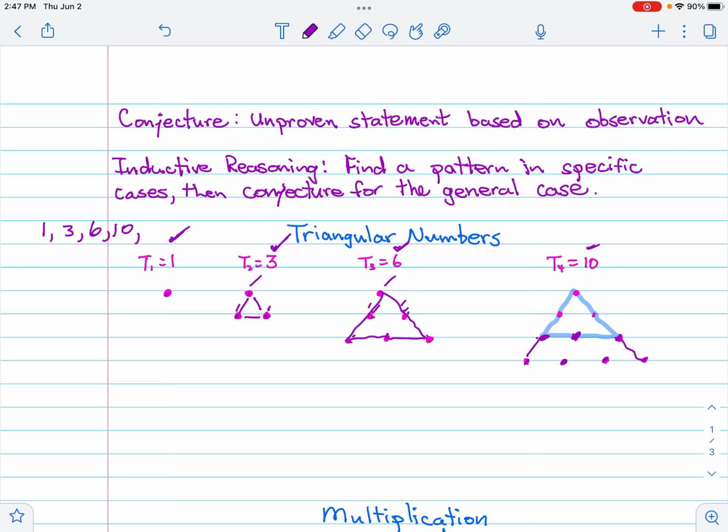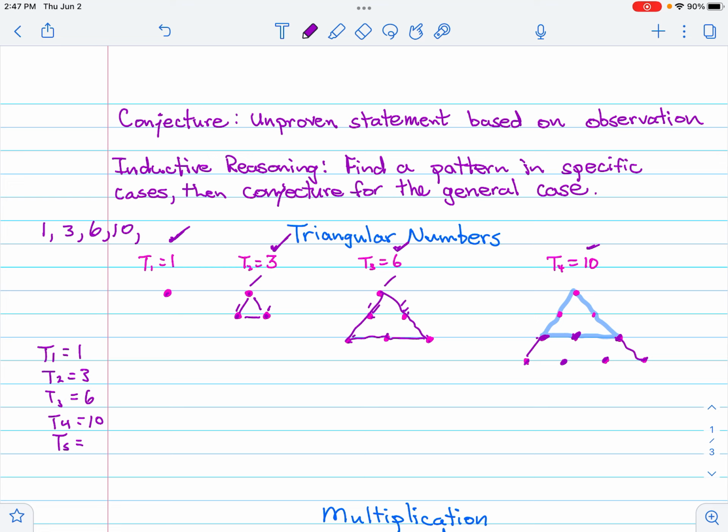So T1 equals 1, T2 equals 3, T3 equals 6, and T4 equals 10. And you might say, okay, what is T5? If I go the next step up, you could make a conjecture. You make an observation about a pattern, and then you make a conjecture about the more general case. In this case, what would be the 5th triangular number?